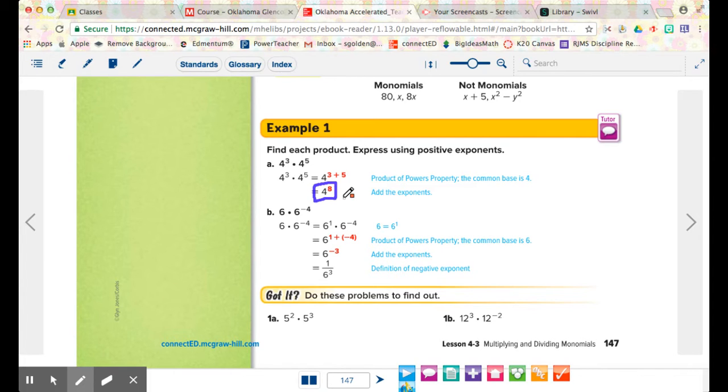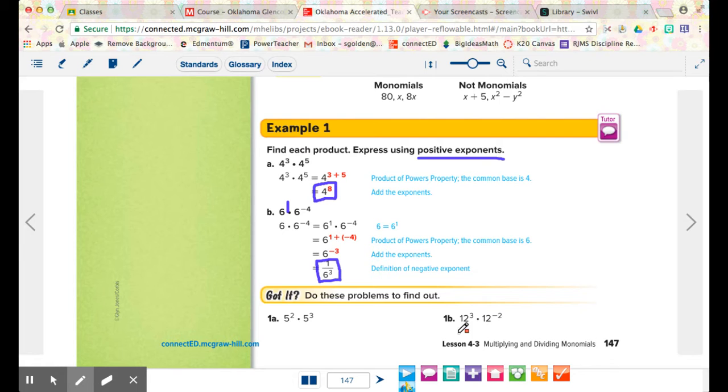Then on B, I have 6 times 6 to the negative 4th power. Again, I'm multiplying with the same number, so I add my exponents. When there isn't anything written out here, if you remember, how many 6's do you see? 1, so it would be an exponent of 1. So we would have 6 to the 1 plus negative 4, which comes out to negative 3, 6 to the negative 3rd power. Well, it said using positive exponents, so I take that negative 3 and put it under 1: 1 over 6 to the positive 3rd power.